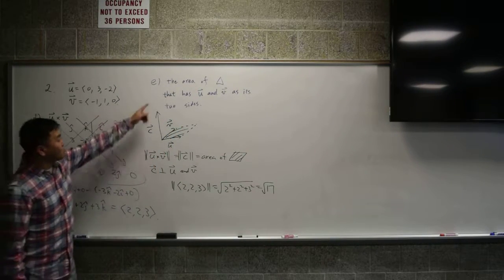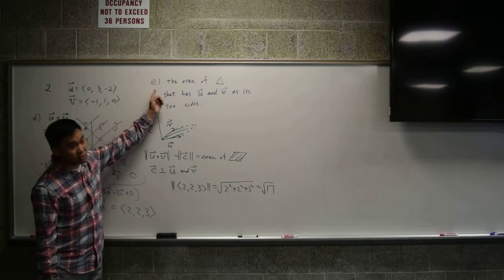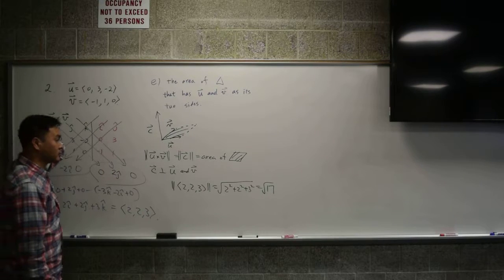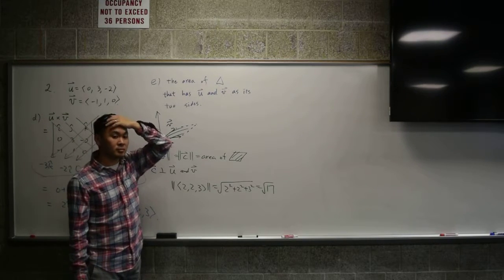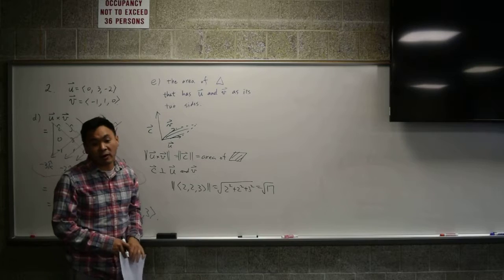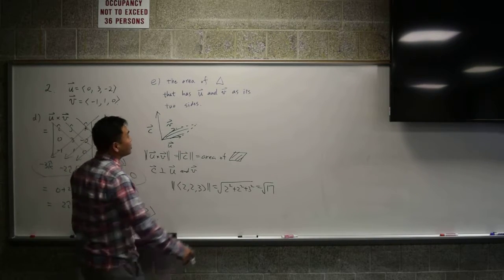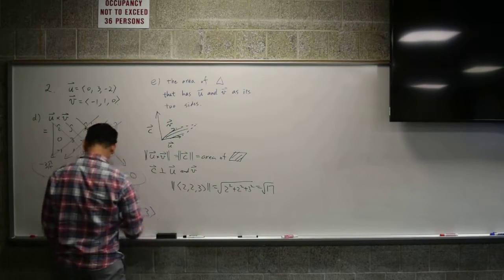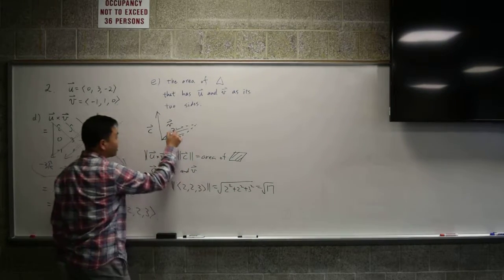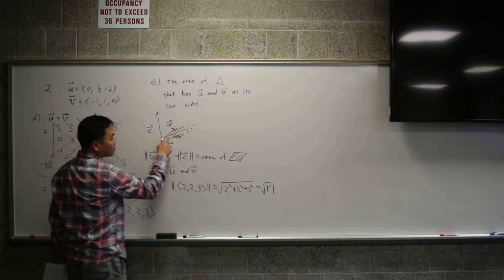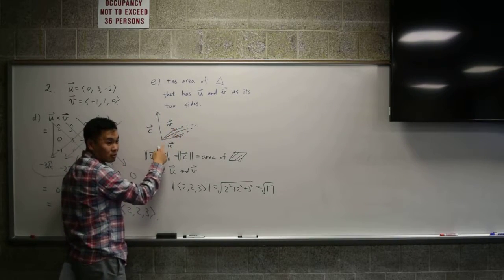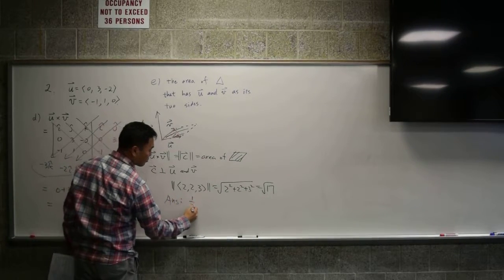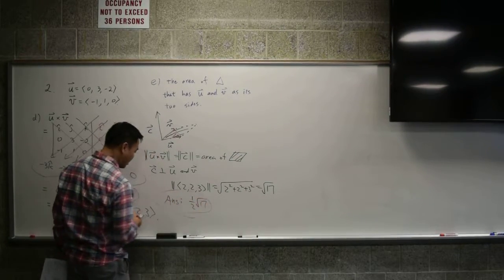Now, going back to this question, what does this have anything to do with this question? Yeah, half of the parallelogram is the triangle, right? See, the triangle built by U and V in this picture is really talking about this triangle. What's the area of this triangle? It's half of the parallelogram, right? So the answer is just half of that, 1/2 of square root of 17. That's the answer.